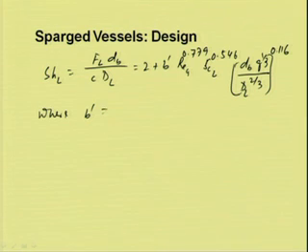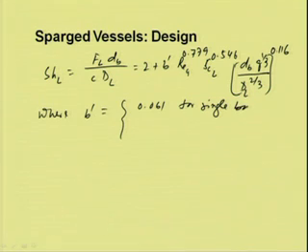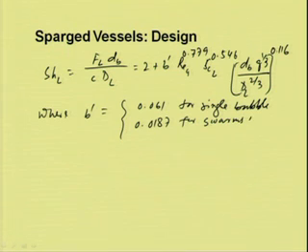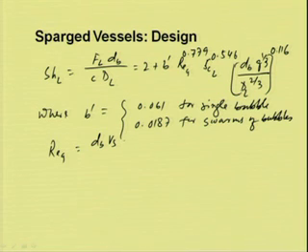where B dash is equal to 0.061 for single bubble and 0.0187 for swarm of bubbles, and Reg is equal to dB Vs rho L by mu L.